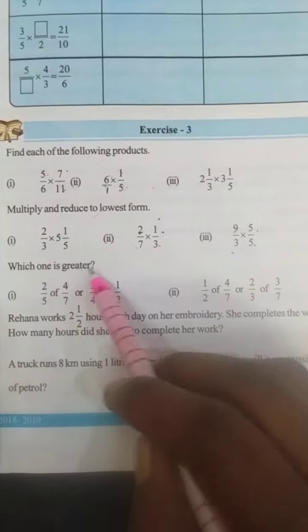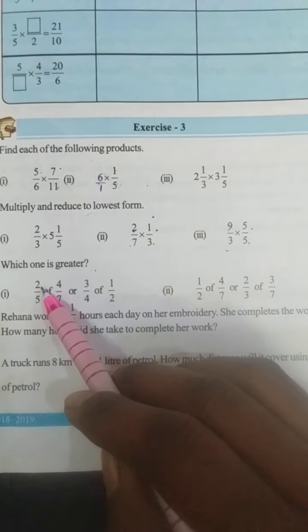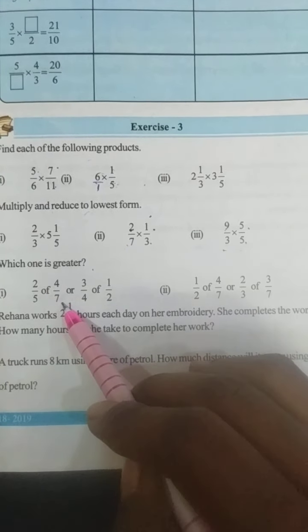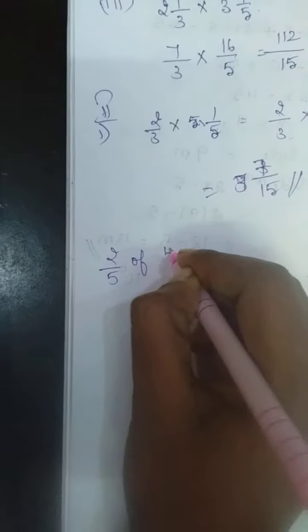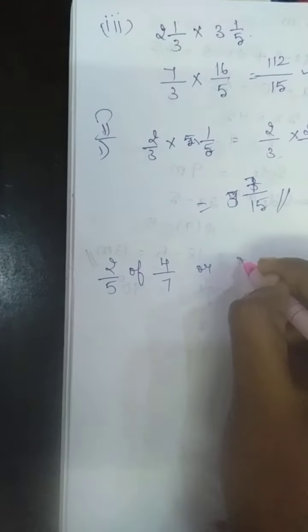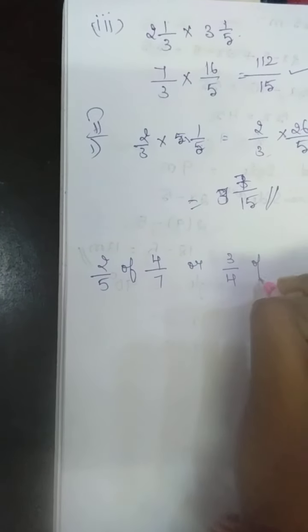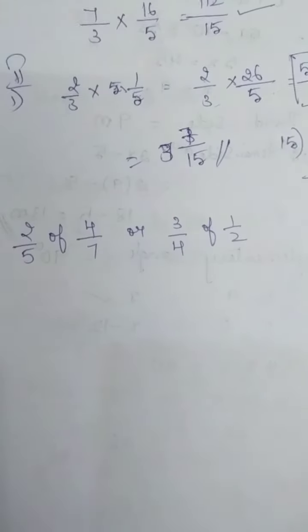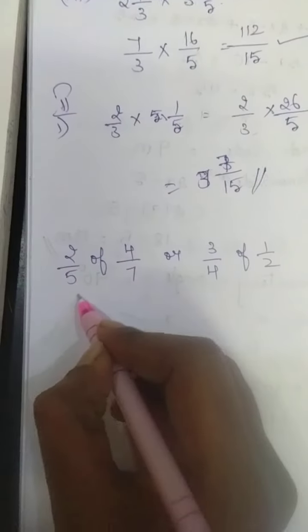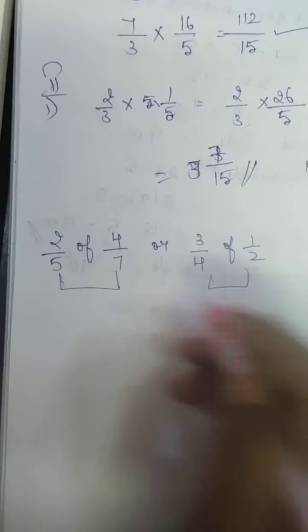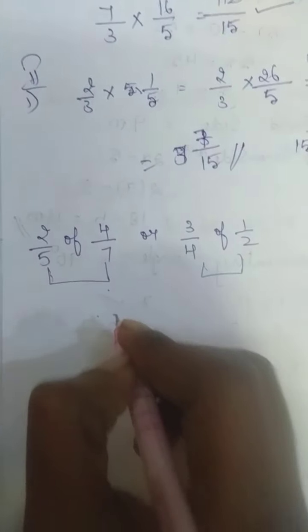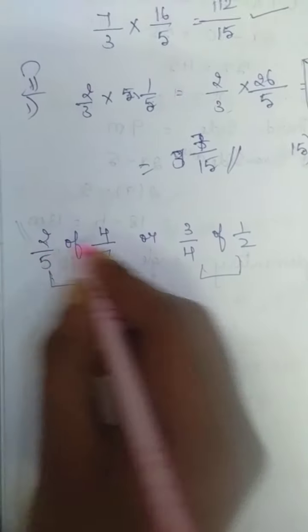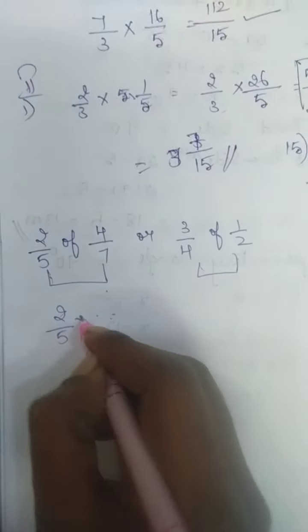Next, see here, which one is greater. First, 2 by 5 of 4 by 7, or 3 by 4 of 1 by 2. Clear? This is your question. First what you have to do is multiply these two and multiply these two. How much will you get? Based on your answers, you have to find which one is greater. Clear?